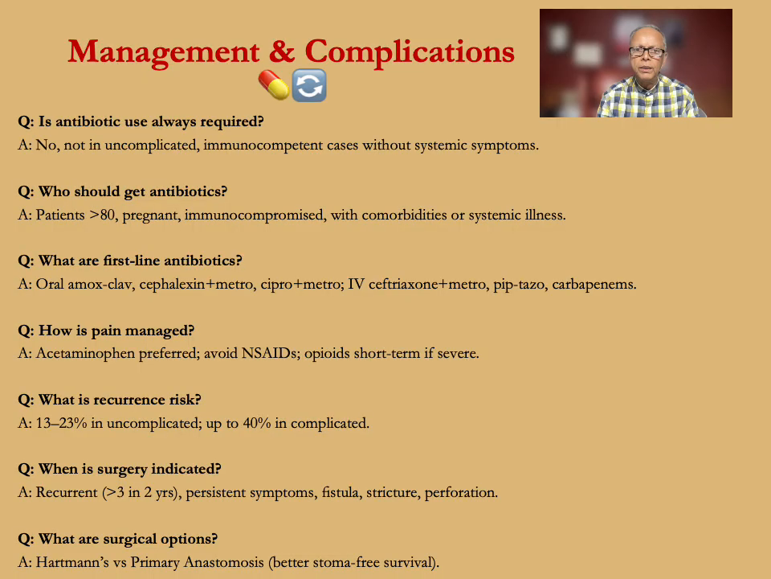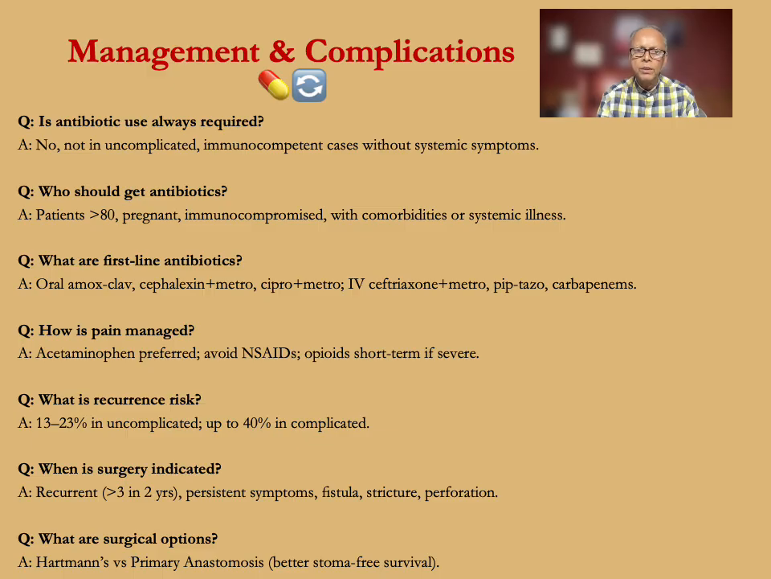What are the first line antibiotics? Oral amoxicillin with clav, cefalexin plus metronidazole, Cipro plus metronidazole, IV ceftriaxone plus metronidazole, piptazo, and carbapenems. How is pain managed? Acetaminophen is preferred. Avoid NSAIDs. Opioids short term if severe.